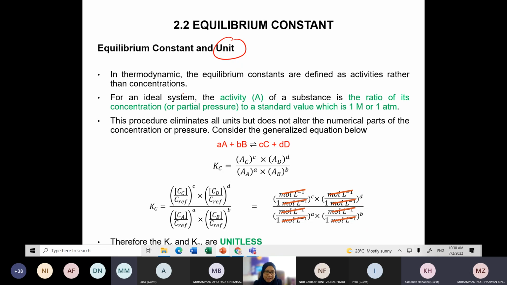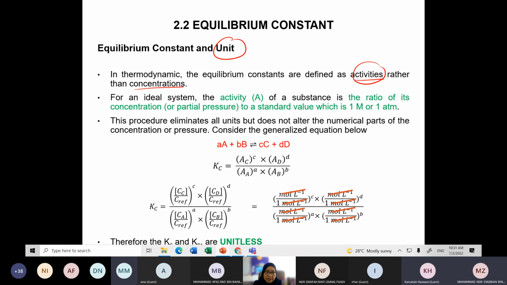When you are calculating KC or KP, you do not have to consider the unit. That means you only have the numerical value at the end. So let's look at why the equilibrium constant does not have a unit. In thermodynamics, the equilibrium constants are defined in terms of activities rather than concentration.